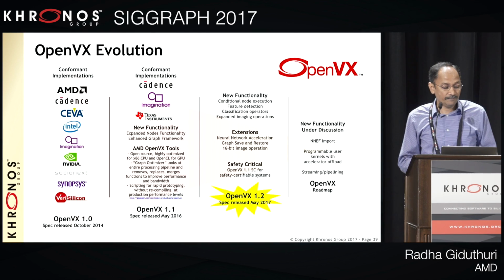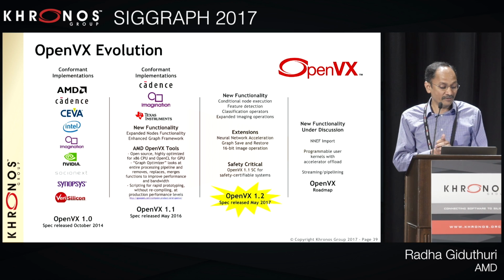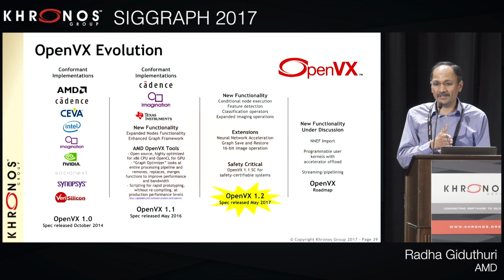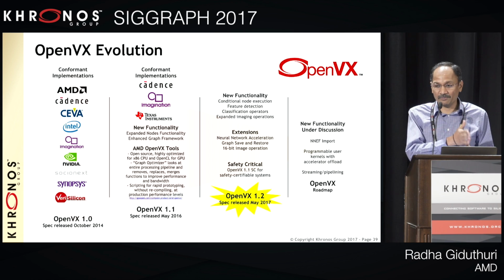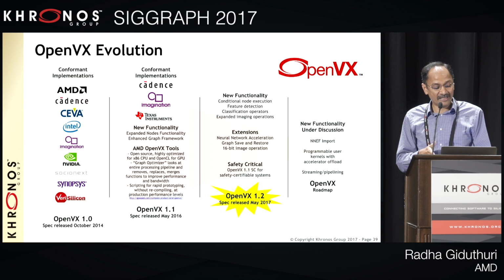Now, let's look at the various versions that we have released so far. We have released 1.0 in October 2014. We did a workshop at CVPR that time, and we aligned it. Every year now, the goal is to release a new version. The last one that we released is 1.2 this May at Embedded Vision Summit.